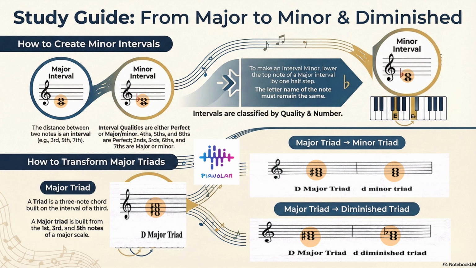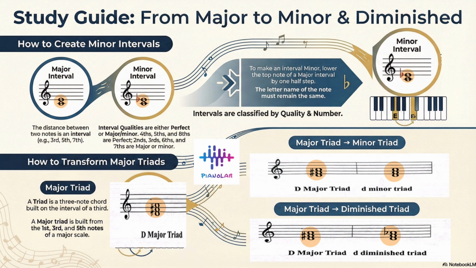Absolutely. Think of a major third, say C to E. Okay. The second you lower that E to an E flat, you've created a minor third. The letter name is still E, but the quality has changed completely. And you can hear that darker quality instantly. Instantly. That little half-step contraction does all the work.